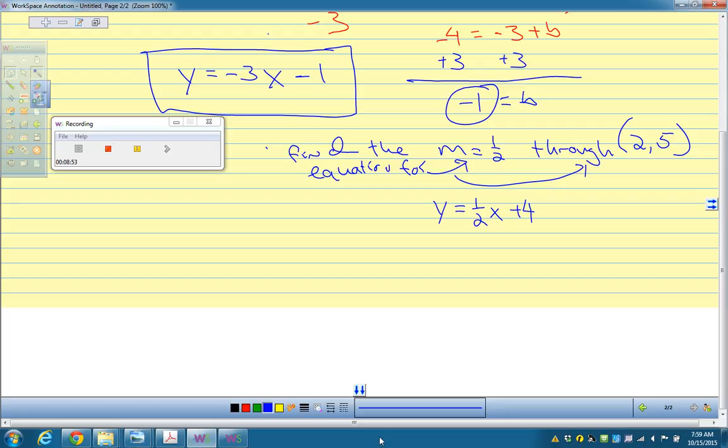Yes? Yes? And if you didn't get that right, you plug in 5 for y, 1/2 x, 2 for x, plus b. And so this makes 1, right, equals 5 plus b. So b equals 4. And then you just, you have the slope, you have the y-intercept, and you can rewrite your equation. Okay?